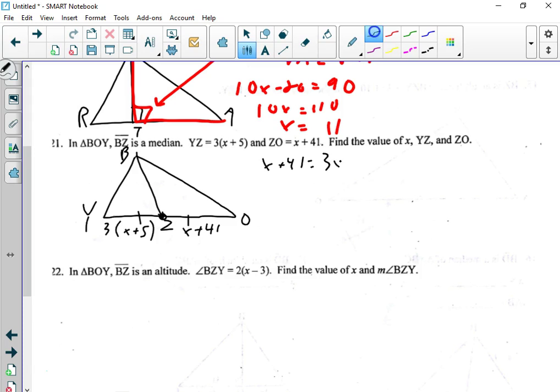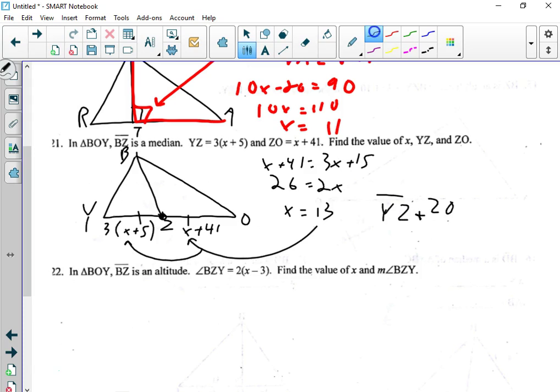I'm just going to distribute my 3 right now. Subtract x. Subtract 15. X is 13. Plug 13 in right there. Or right here. Doesn't matter. They're both the same. And we'll get the same answer. YZ and ZO are both 54 each. Don't want to make it look like total they are 54.